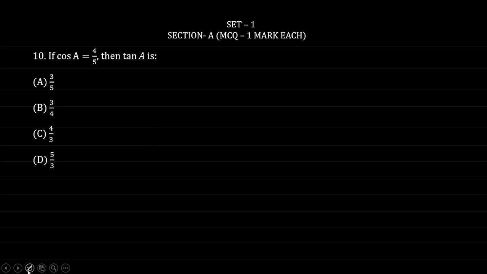Okay, so now let us see the 10th question. If cos A is equal to 4 by 5, then what is tangent of A? They have given you 4 options. You have to find the value of tangent of A. Let's see how we can solve this question.